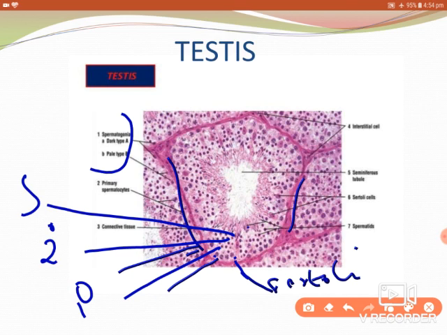Here you can see the spermatozoa. Their tail is towards the lumen of the seminiferous tubule. Then in between you can see the supporting cell, which provides nutrition and nourishment to the spermatogenic cells. That forms the Sertoli cells.